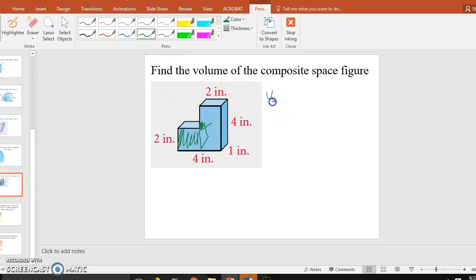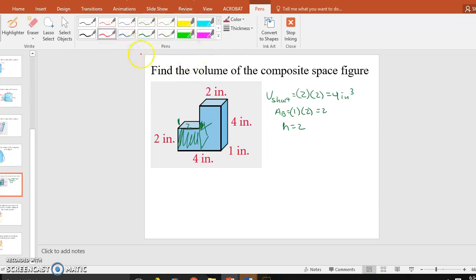So the volume of the short one. Now, we know the height is 2. And if we look at the base, this part is going to be 2 and this part here is going to be 1. So the area of the base for the short one is 1 times 2, which is 2. And the height is 2. So the volume of that short one is the area of the base 2 times the height 2, which is 4 inches cubed.